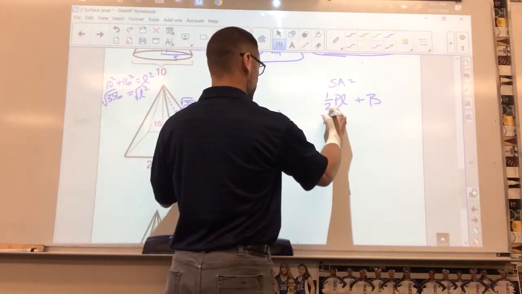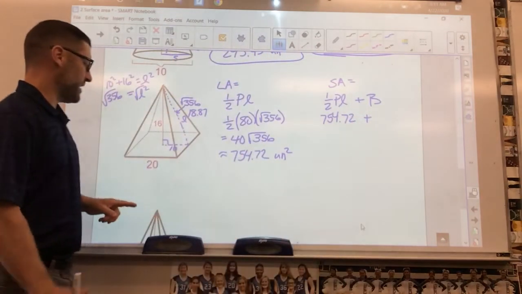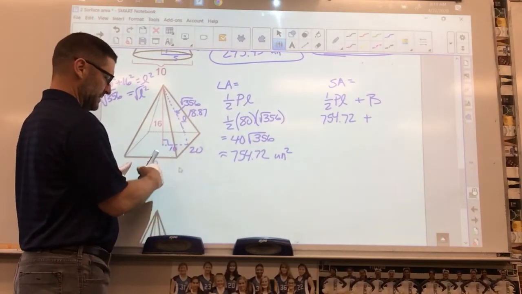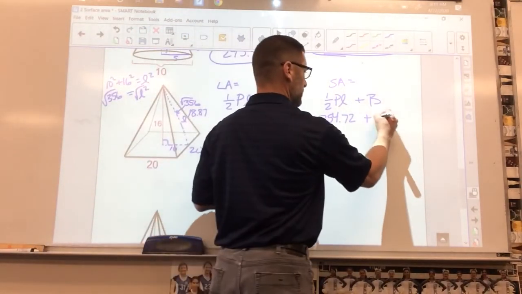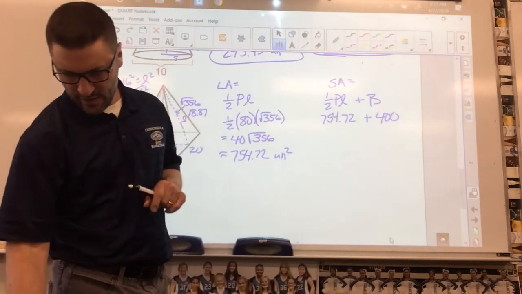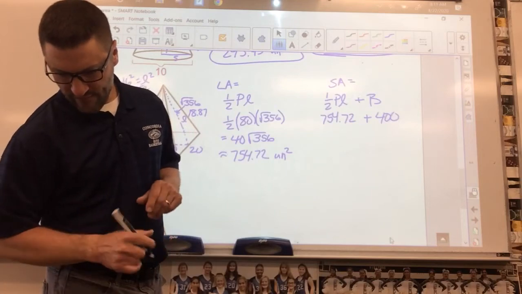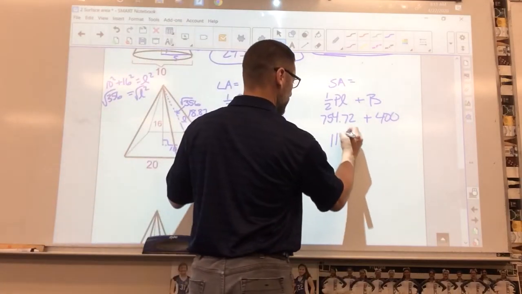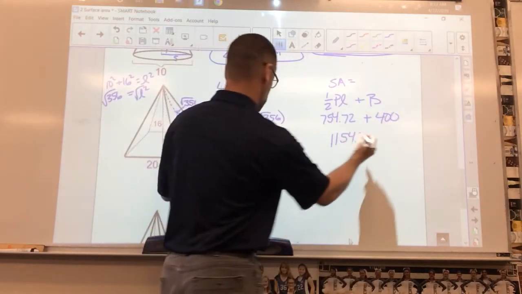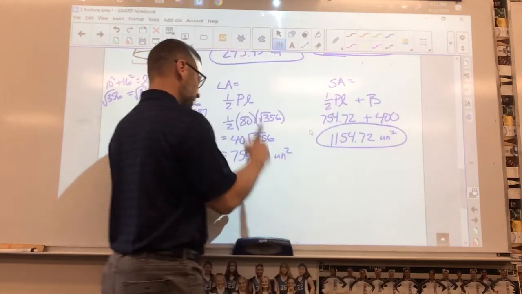So this is 754.72 plus, well, now I need the area of the base, 20 and 20. 20 times 20 is 400. Plus 400. B stands for area of the base, so I found the area of the base, plus 400. And I got 1154.72 square units. Surface area, lateral area.